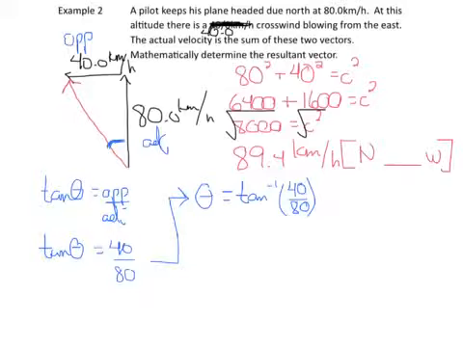Go ahead now and put this into your calculator. You should get, assuming that your calculator is in degree mode. If you don't get this next answer, please check to make sure that your calculator is in degree mode. If it's not, please change it. Should get 26.6 degrees. So the final answer that we're looking for is that this plane is headed 89.4 kilometers per hour in a direction north, 26.6 degrees west.